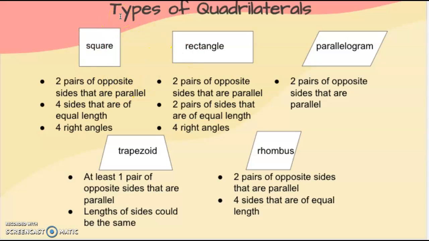Then we have a parallelogram. This just has 2 pairs of opposite sides that are parallel. That's it. That's all that makes a parallelogram a parallelogram. Then we have a trapezoid.